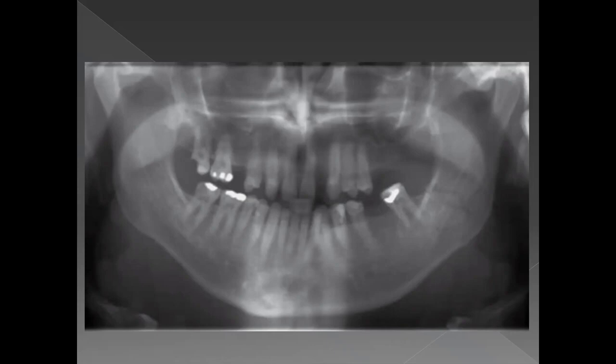Sir, a PA view. Which PA view? Can you specify? I want you to ask PNS. PNS, sorry. PNS is an occipitomental view. You're asking for a PA view of the mandible, so which PA view of the mandible would you ask for?